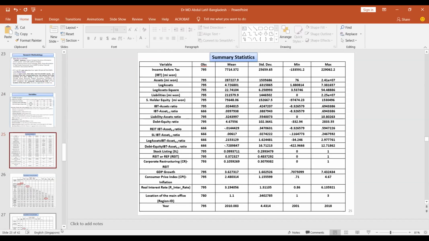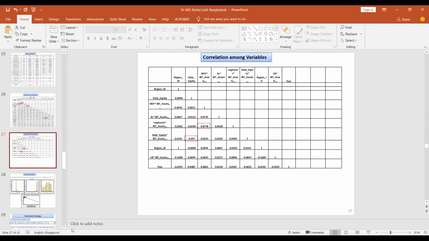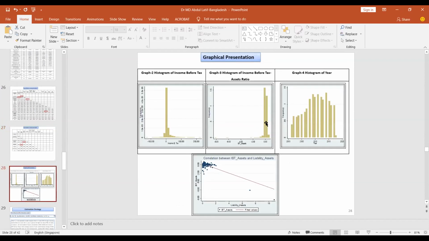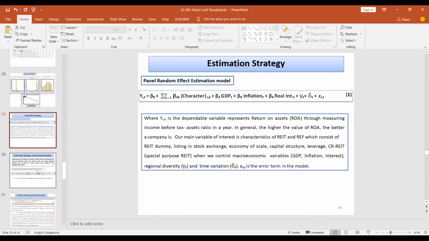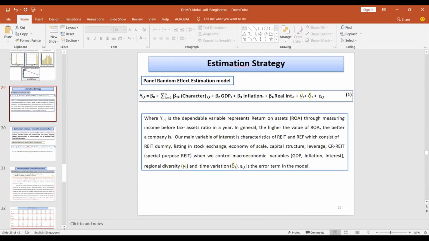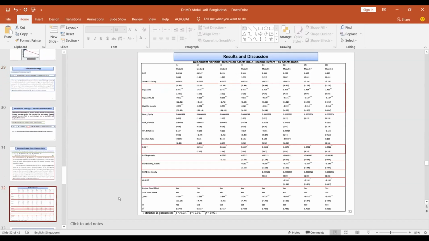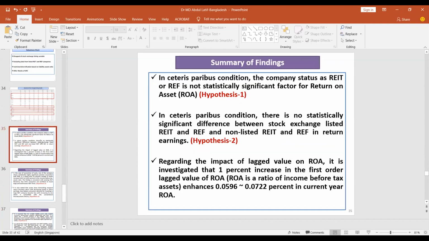I went through a summary of statistics, and I went through correlation. I saw the graphical presentation through the histogram analysis, and this is my estimation strategy. In this result, I found that, I am just going through my results and discussion sections, as I have very little time, only 2 minutes left. So I will just show my summary of the findings.